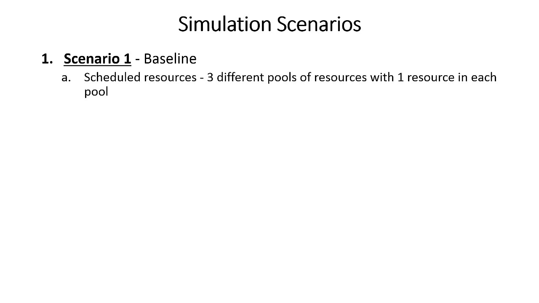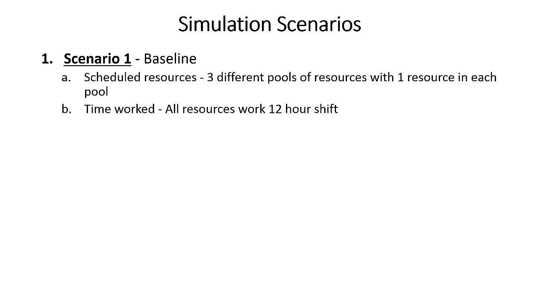So let me give you a little bit of background so you can understand the types of scenarios we're going to be running in order to go through this process that we just identified. Scenario 1, we're just going to look at a baseline. We're going to look at our baseline situation, which has 3 different pools of resources with 1 resource in each pool. So a total of 3 resources. These are our scheduled resources. Remember, that's our 1 lever.